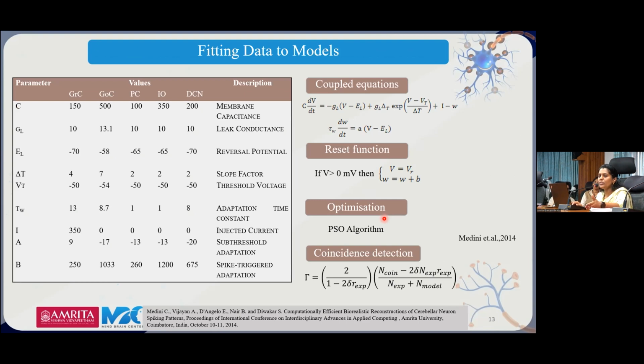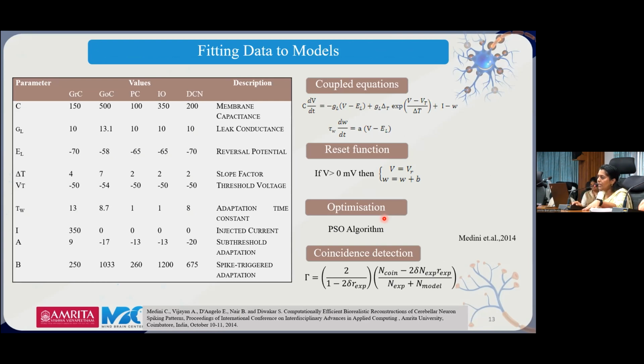And the first step was to identify or come up with the parameters for the AdEx neuron. So we came up with the parameters of most of the important neurons in the cerebellum, that is the granule cell, Golgi cell, Purkinje cell, the inferior olive, and the DCN.